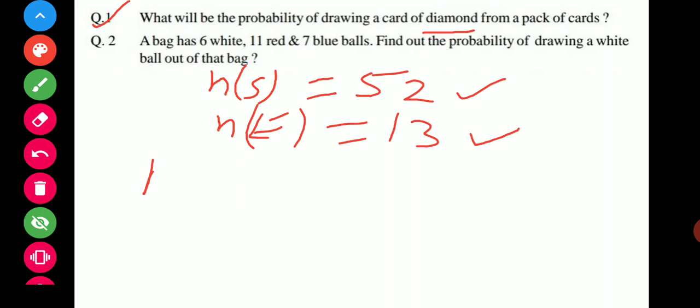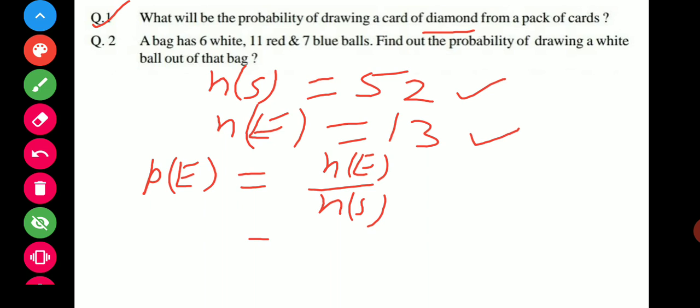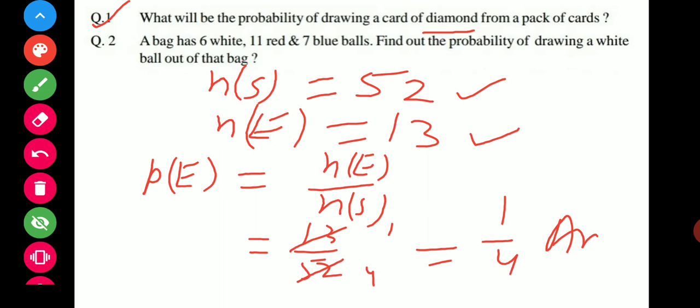Our formula of probability, that is the PE. PE is equal to NE upon NS. NE is 13 and the total number is 52. 13 ones are 13 and 13 fours are 52. So our answer is 1/4. Okay.